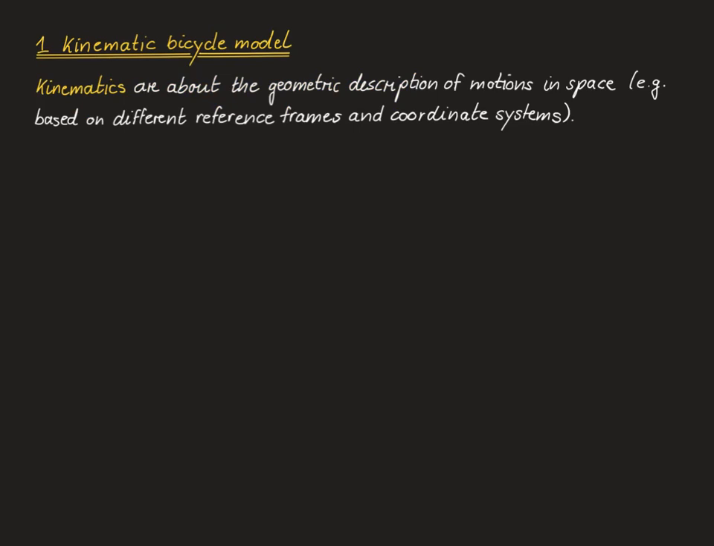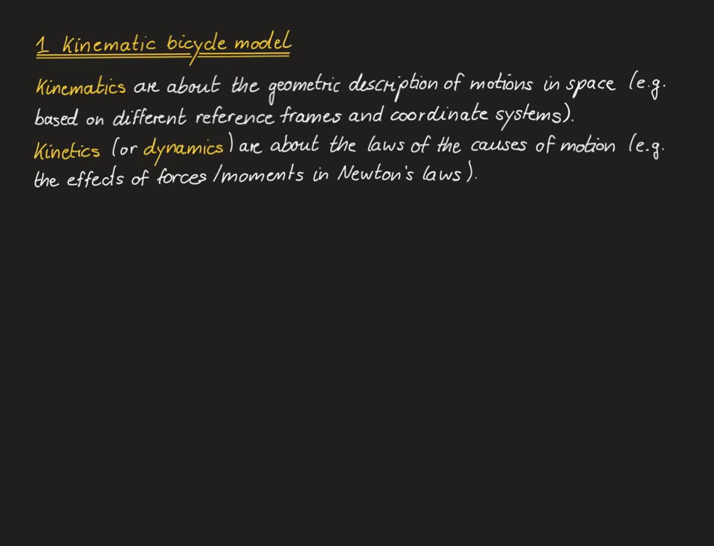Kinematics are about the geometric description of motions of point masses or rigid bodies in space, for instance based on different reference frames or coordinate systems. On the other hand, kinetics, or as they are more often called, dynamics, are about the laws behind the causes of motion. So, for instance, the acceleration of a body times its mass is equal to the forces acting on the body, which is a simple instance of Newton's laws.